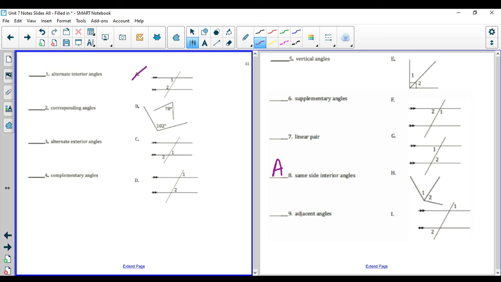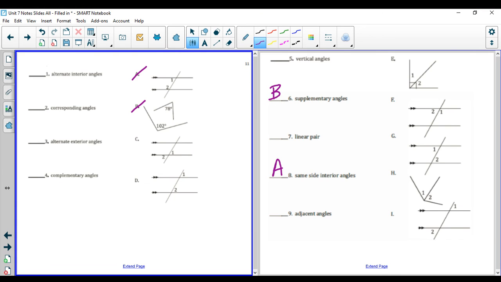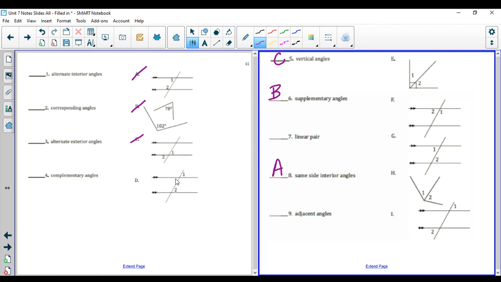For B, I see 78 degrees and 102 degrees. When I add those two together, I get 180, and the angles are separated, so that's going to go with supplementary. So letter choice B goes with number 6. For letter C, while it looks like I have a set of parallel lines, these are both in the same clump down here. So it's a little problematic. And that means that the only option for us here would be that those are going to be vertical. So that's going to go over here with number 5.